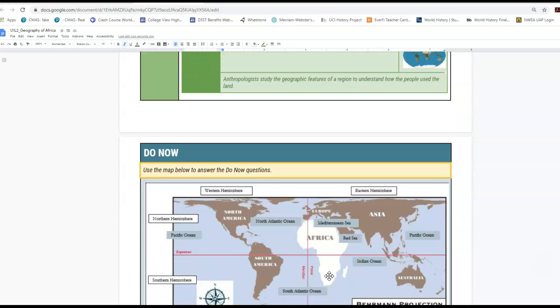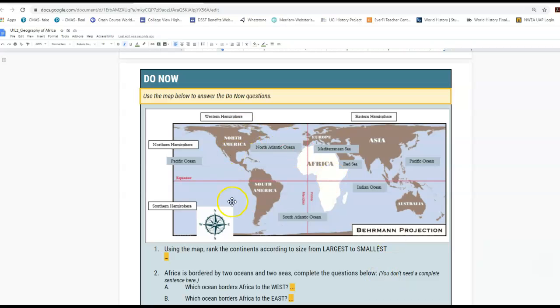So, you're due now here, you're looking at this map. We've got it divided into the hemispheres, western, eastern, northern, southern, and I've labeled, so we already have the continents labeled except for Antarctica, and now the oceans are also labeled. We've got our compass rose here so you can see the directions. Using this map, I want you to think about, also based on what we know about map projections, I want you to rank the continents from largest to smallest.